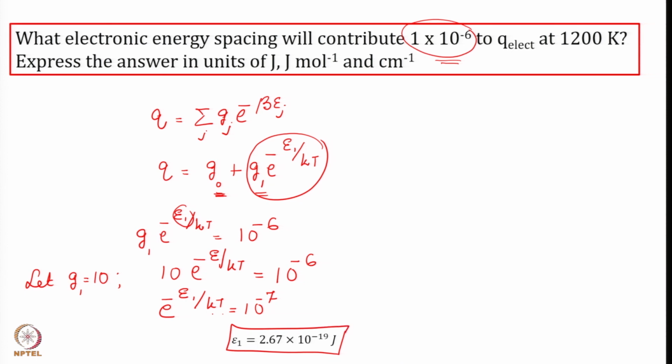Since we were asked to find what electronic energy spacing will contribute 10 raised to the power minus 6, we needed to act upon this second term, and this series of calculations suggests that E1 is equal to 2.67 into 10 raised to the power minus 19 joules. And you can always express it in terms of joules per mole, or in terms of centimeter inverse.